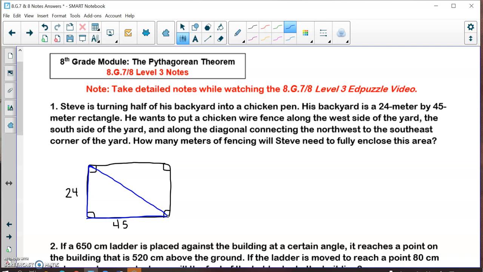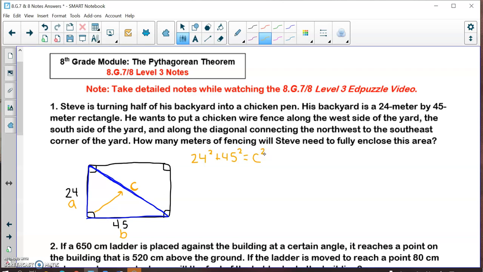So basically what we want to find is the perimeter of this blue right triangle, but we need to figure out what this blue diagonal length would be, and that's when we're going to use the Pythagorean theorem. That blue diagonal is across from your right angle on this blue right triangle, so this is your C, and I'm going to label my 24 A and my 45 B, and now I'm going to use that Pythagorean theorem. 24 squared plus 45 squared is equal to C squared.